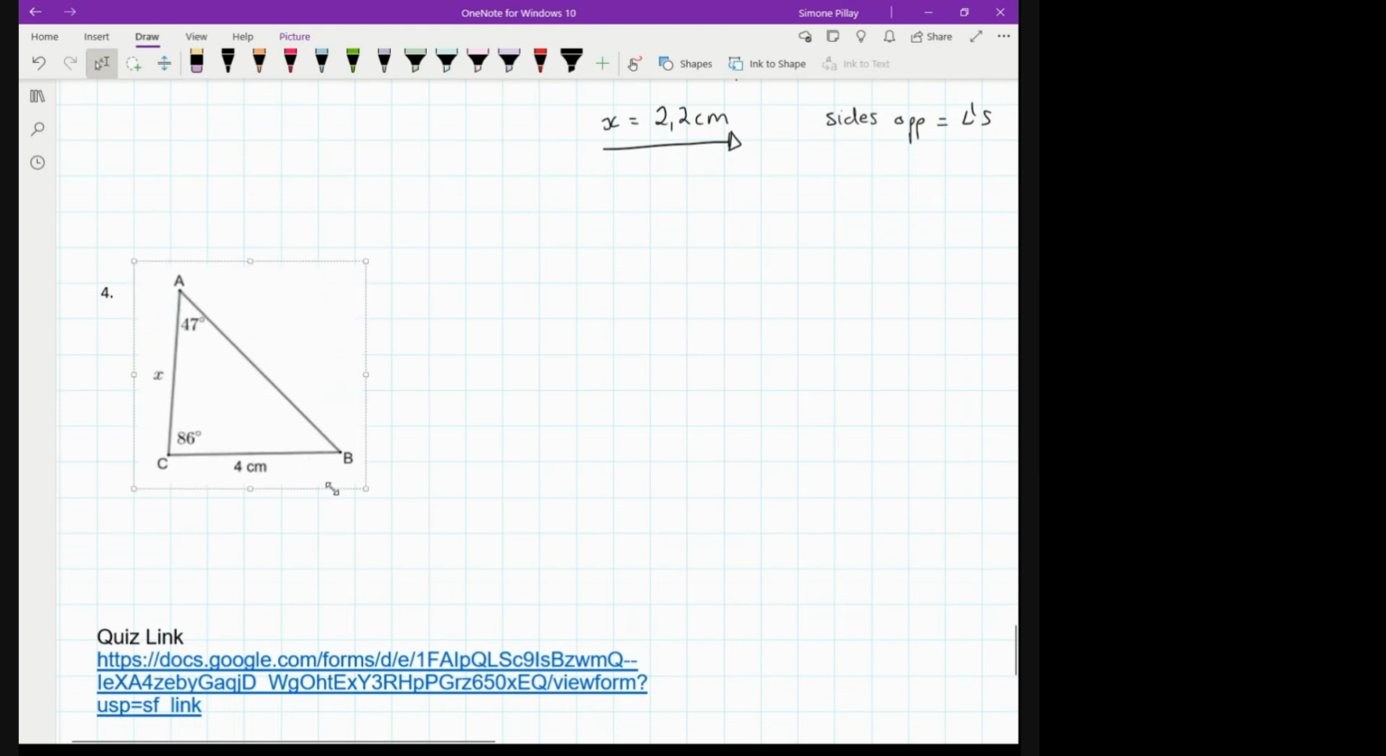So I mean, it's a right angle triangle. I don't know whether it's equal or not. That's the thing. So 86 plus 47 plus ABC is equal to 180, by using the sum of angles in a triangle.